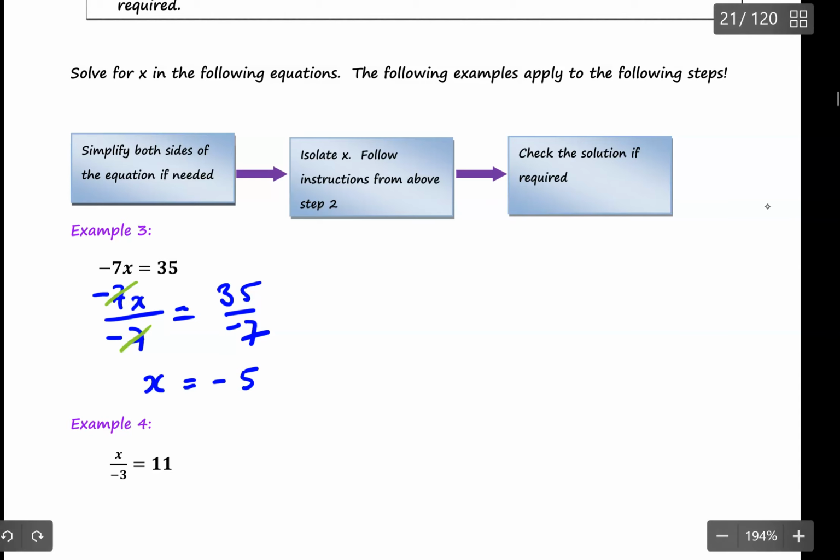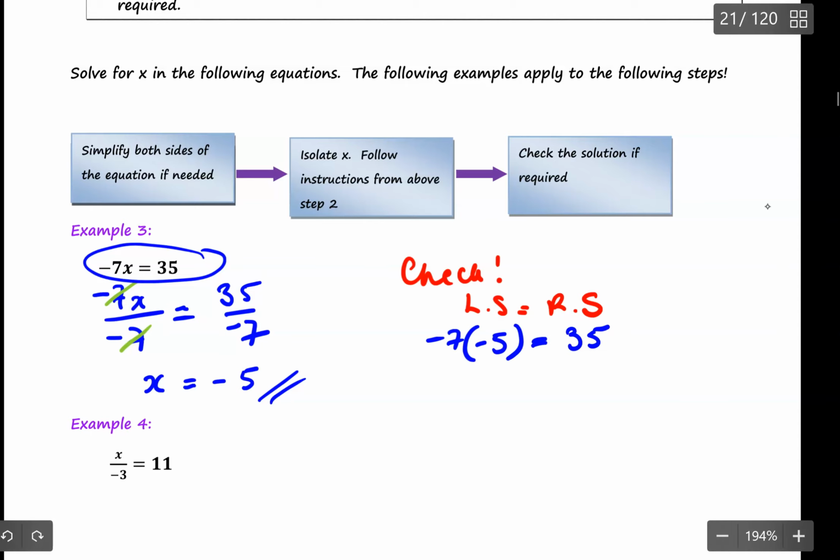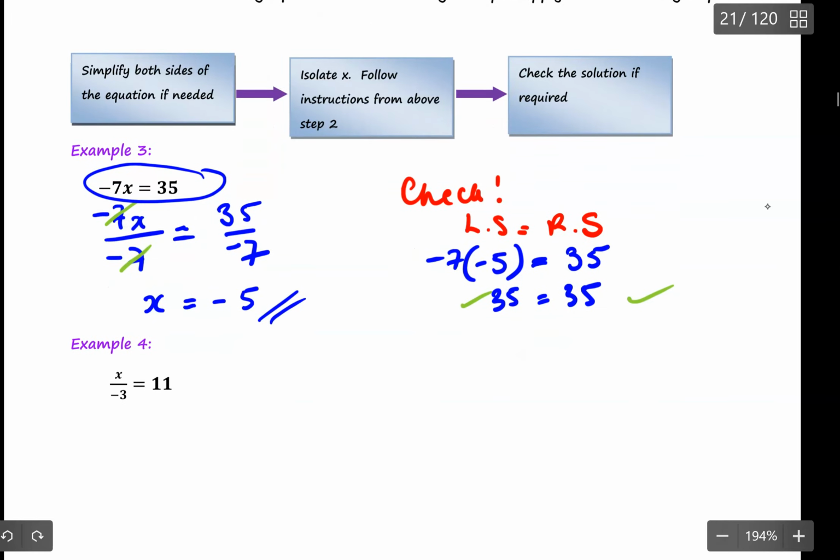Okay, so I would like to mention the check step here. That means you have to check that left hand side equals right hand side. So you should write that I found x equal to negative 5. You go back to your original equation and substitute the value in for x. So it's negative 7 times negative 5, to see if it's equal to 35. Use your calculator: negative 7 times negative 5 gives 35, equal to 35. So both sides of the equation are the same. Okay, so let's move on to example number 4.